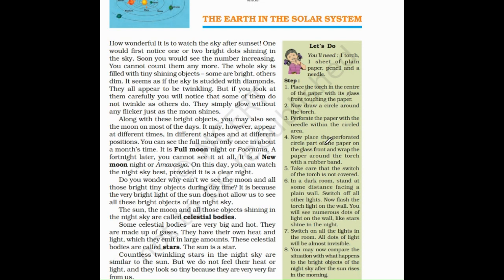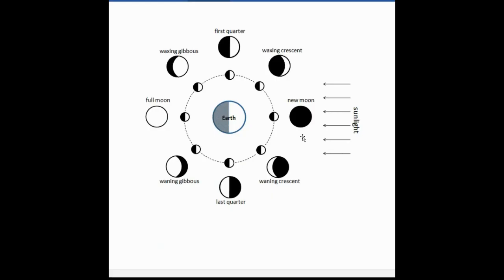Okay, so in the night, when we observe the sky, we see many shiny objects. Some are bright and some are dull. Some are big, some are small. Some twinkle and some of them simply glow without any flicker. And along with them, we see the moon in different shapes and sizes at different times. Let's see this picture and understand.